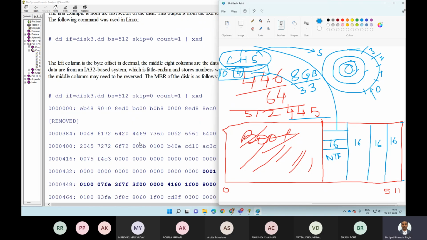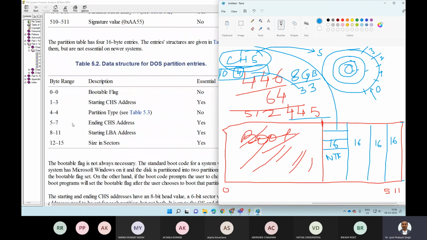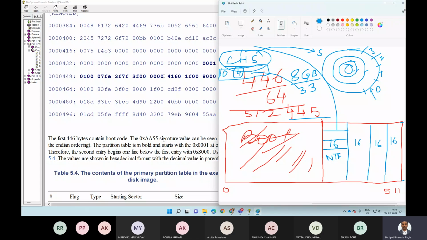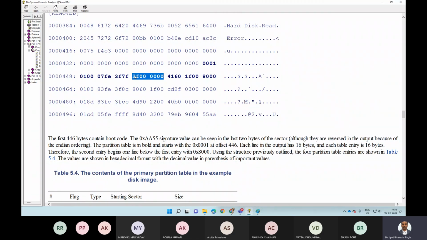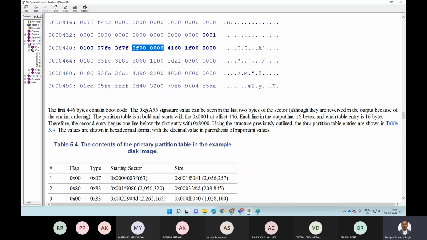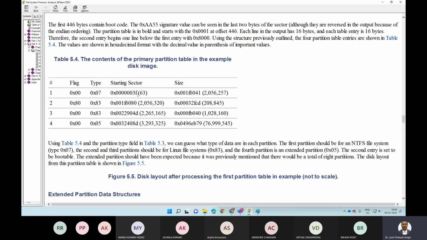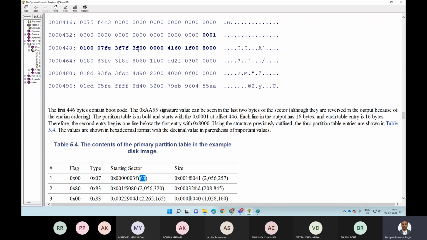Then the next entries are 3 bytes of CHS again, which we can ignore. The next is 3F000000. This is the starting LBA address from where this partition starts. This is a little endian machine, so we have to reverse these bytes. The real value will be 0000003F, as they have written here. In decimal this is 63. So this partition starts from the 63rd sector.